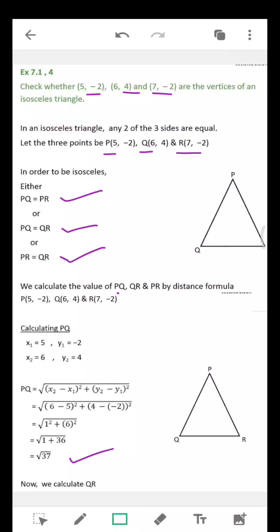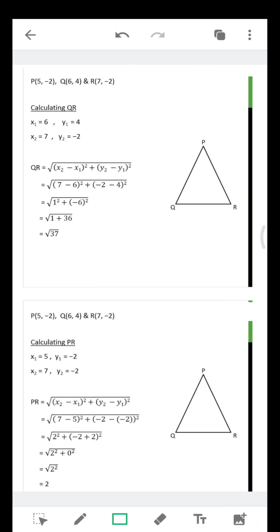So we have got the distance PQ as root 37. Now the distance QR, okay, we'll find the distance. You can find in any order, that doesn't matter, okay. So finally you have to find the distance of all three sides. So here distance QR is found.